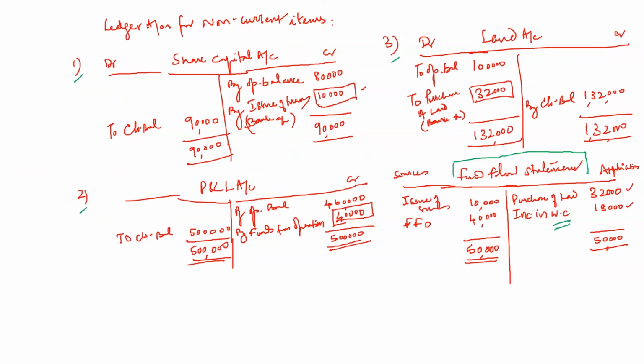Whereas by preparing ledgers for the non-current items like share capital, and then preparing the ledger for the P&L account to find out the funds from operations, and the land account to know the result. The result can be either purchase or sale. If the balancing figure comes on the credit side, it is going to be a sale of land. Whereas here, the balancing figure appears on the debit side, which means additional land was purchased. So this is how the fund flow statement is to be prepared.